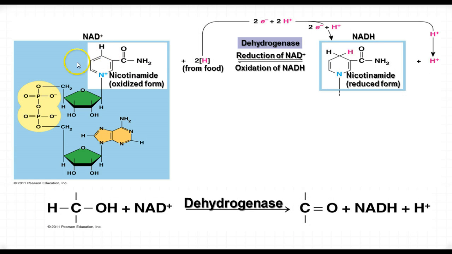Here we have NAD+, which is nicotinamide adenine dinucleotide. And you see here's the nicotinamide part, here's the adenine nucleotide, and it makes a double nucleotide here. And so what we're going to do is take a hydrogen from the food and add it here to the nicotinamide to make NADH rather than NAD+, and that's going to remove that hydrogen from this hydroxyl group and produce a carbonyl group on the molecule.